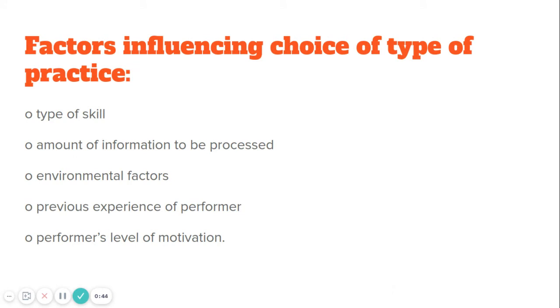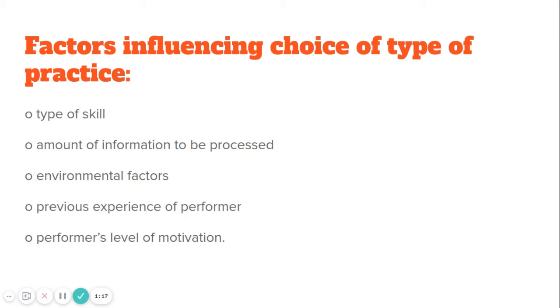When we talk about the type of skill, we talk about what skill classification that skill actually is. So is it open? Is it closed? Is it self-paced, externally paced, etc.? We also look at the amount of information that needs to be processed. We spoke about in our last session about complex skills. With a complex skill, there's a lot of information that needs to be processed, so we may decide to adapt our teaching based on that.